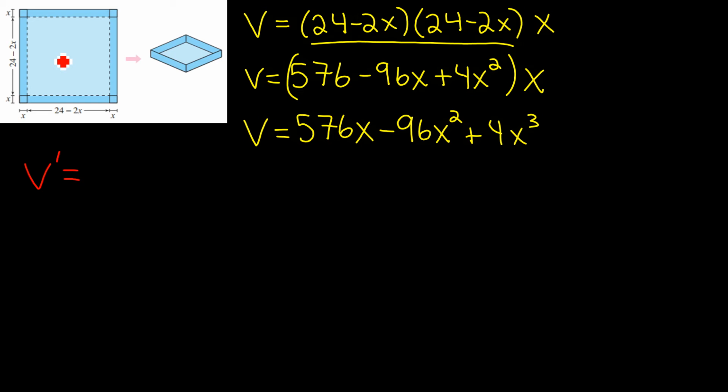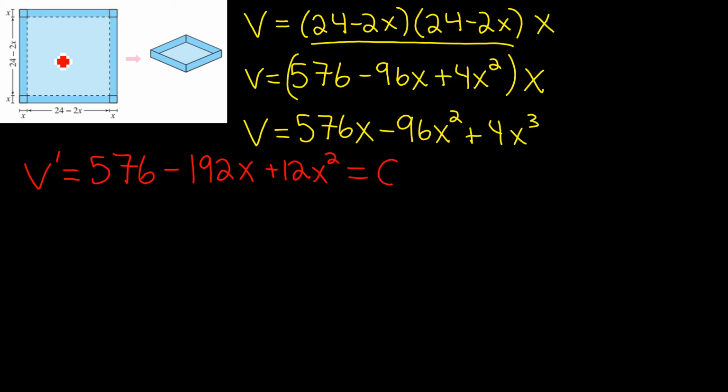So my derivative of this function is going to be v prime equals, so 576x just becomes 576. Negative 96x squared, I multiply my negative 96 by 2, and I get negative 192x. My 4x cubed becomes 12x squared. So I want to now figure out, when does that equal 0?